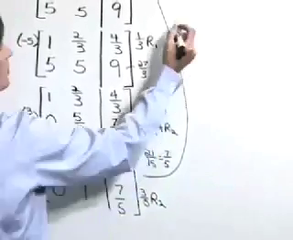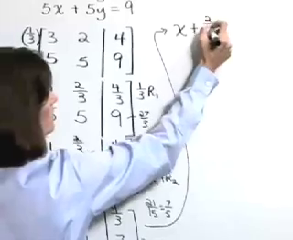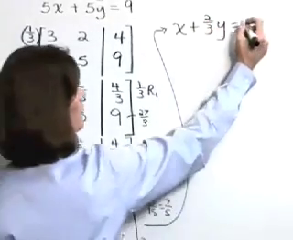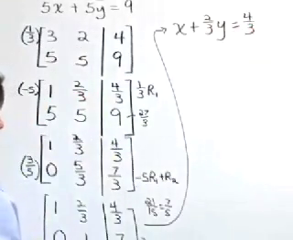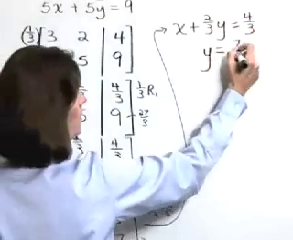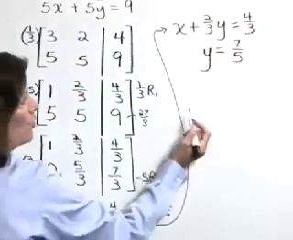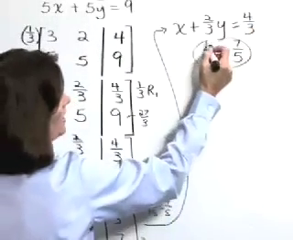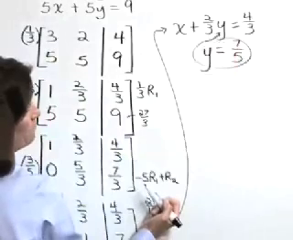This top row becomes x plus 2/3 y is equal to 4/3. That bottom row becomes y is equal to 7/5. So we have our y value solved for. And let's use that now to substitute into our first equation so that we can solve for x.